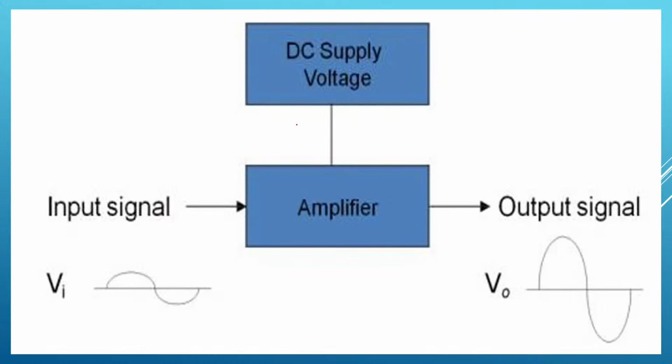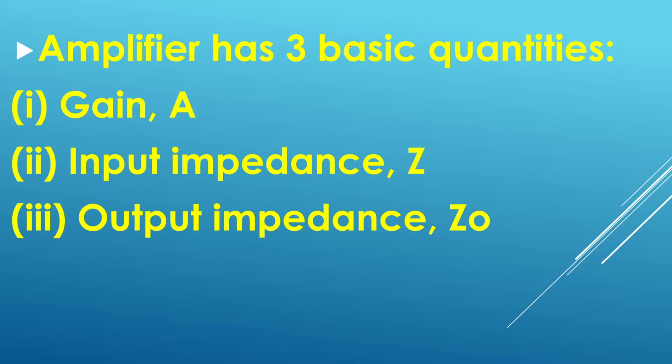An amplifier has three basic quantities. What are those three basic quantities? One is gain, denoted by A. Another one is input impedance, and one more term is output impedance. To be more specific, you can write Zi as the input impedance and Z0 as the output impedance. These are the three basic quantities.